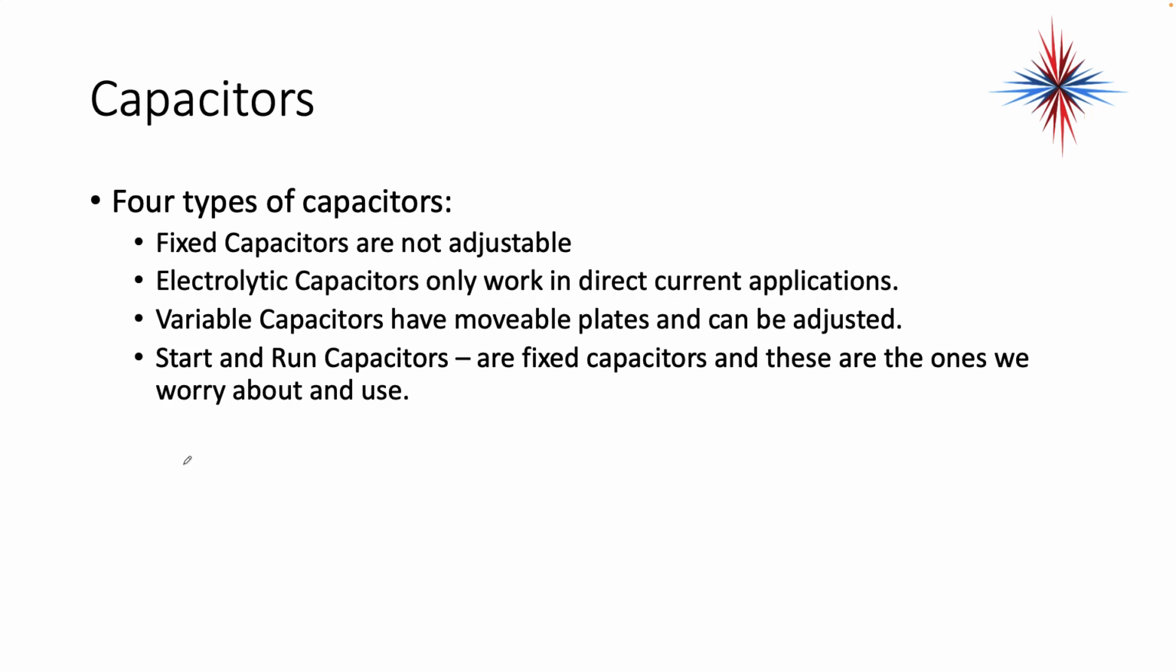We have 4 types of capacitors. Fixed capacitors, they're not adjustable. Electrolytic capacitors only work in direct current applications. We see them on circuit boards. Variable capacitors have movable plates that can be adjusted. Our 4th type is a start and run capacitor. Okay, they are fixed capacitors. These are the ones we use and worry about the most. Start and run capacitors. That's what we're using in HVAC.